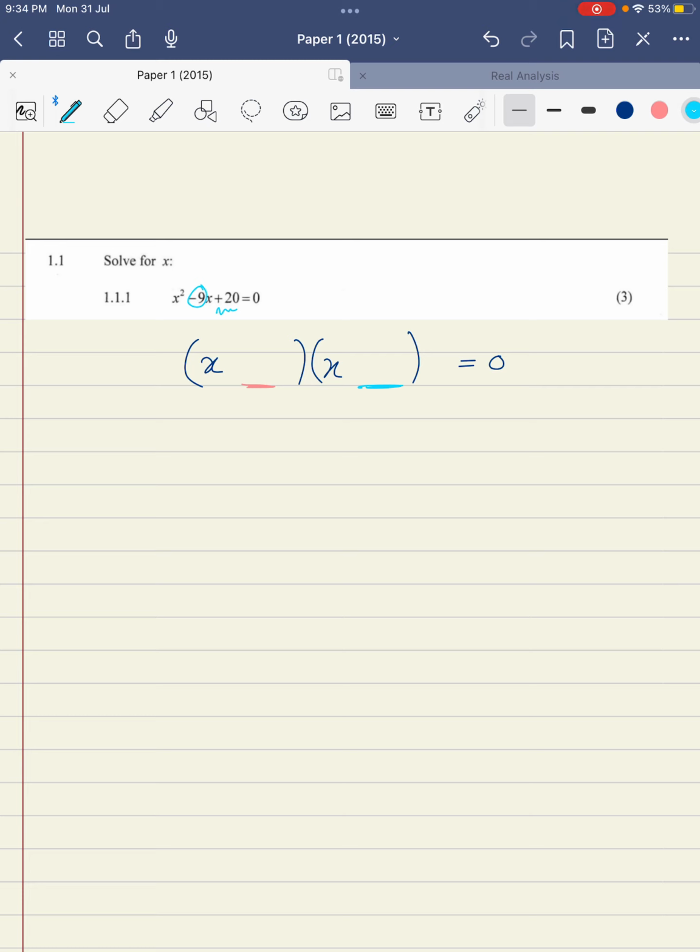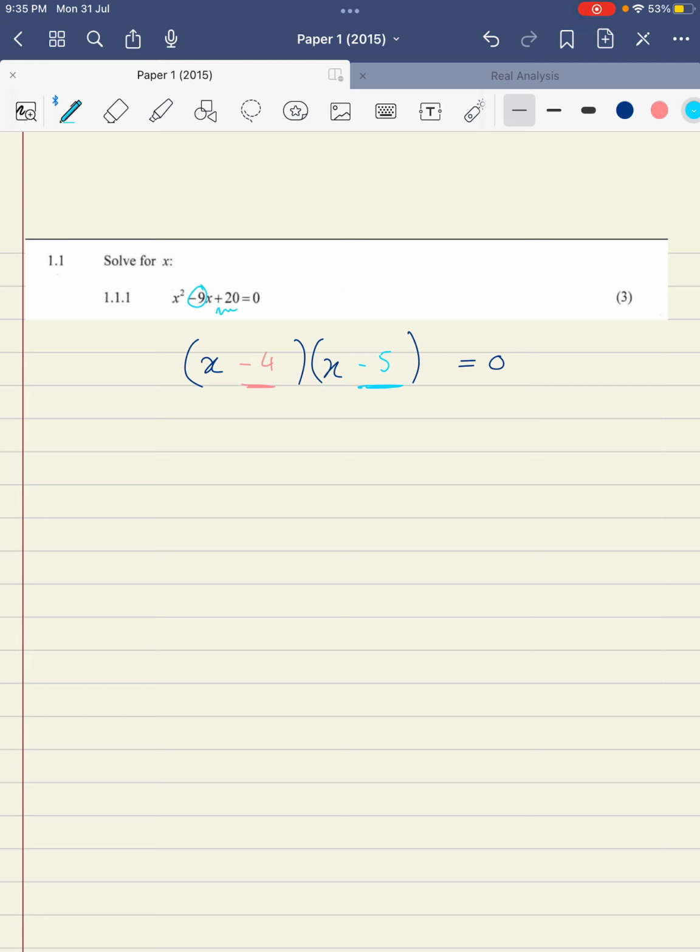And if you think about it carefully, the factors of 20, we can think of 5 and 4. If I multiply minus 4 with minus 5, then we will get positive 20, because we're multiplying a negative with a negative, so we'll get positive 20. In addition, if we add these two together, so minus 4 plus minus 5, which is just minus 4 minus 5, we get the minus 9 term.